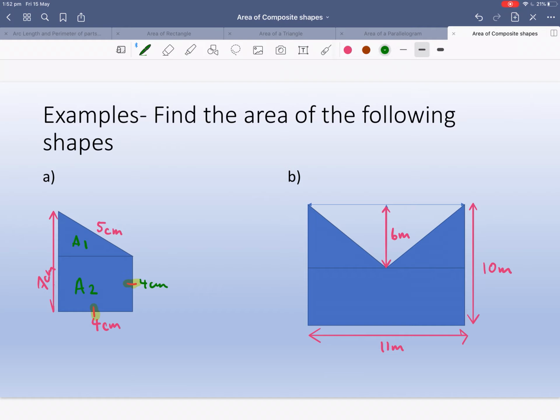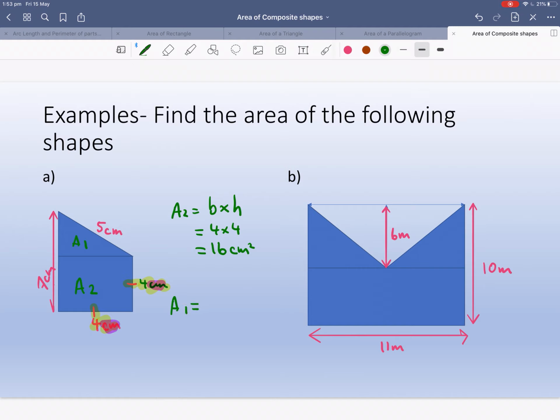So I'm going to start with A2. A2 equals base times height, because that's what the area of a rectangle is. Our base is 4, and our height is 4. So it's going to be 4 times 4, which equals 16. Now remember units, and our units are centimetres, and just remember area is square area, so squared. It's a bit weird that I started with area 2, just thought it was a bit easier.